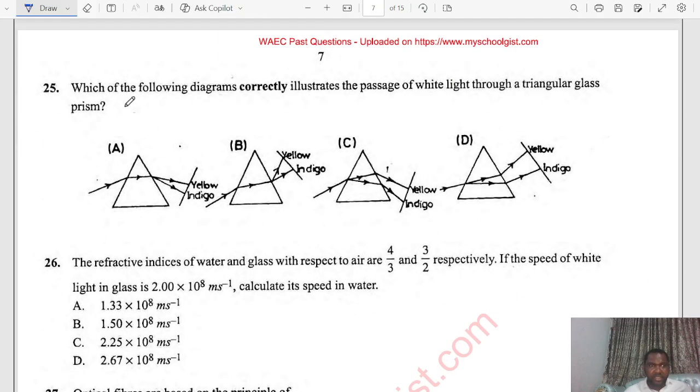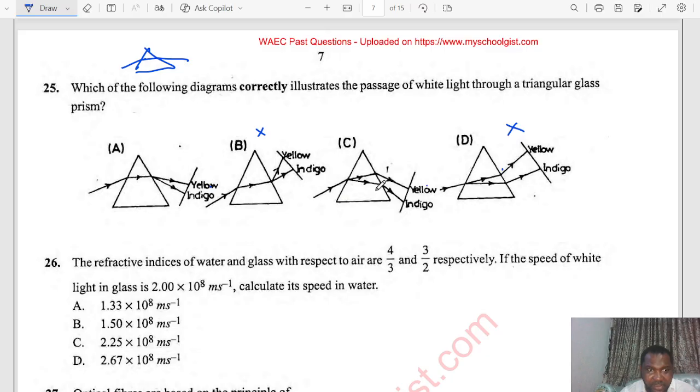Now the next question says, which of the following diagrams correctly illustrates the passage of white light through a triangular glass? Now first of all, B cannot be correct because it doesn't go up. The same thing with D, it actually comes down this way, it refracts. When light passes through a prism, it always emerges this way. So it cannot be B and cannot be D, right? Then for this and this, we are going to consider the direction of the arrows.